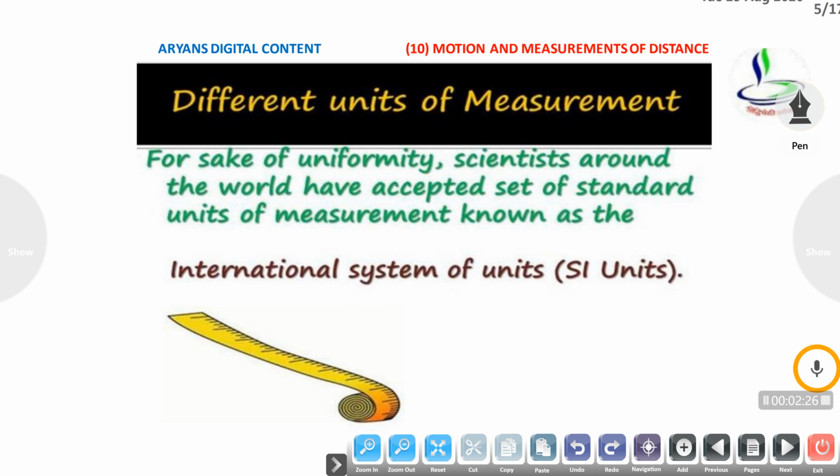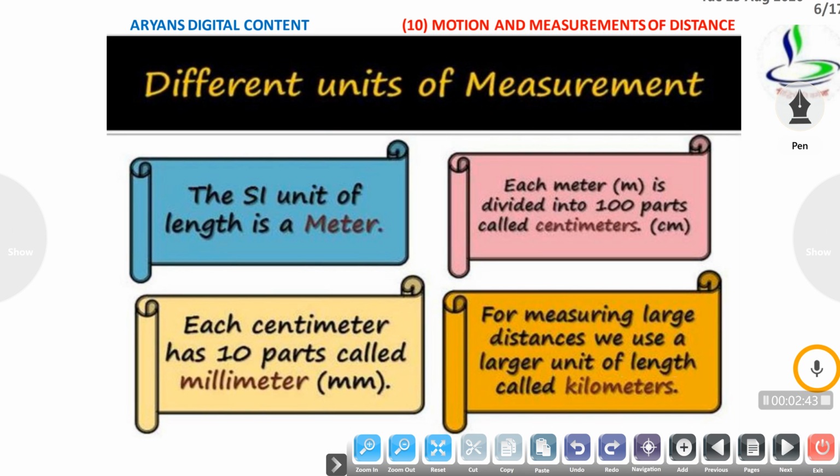Different units of measurement are used for the sake of uniformity. Scientists around the world have accepted a set of standard units of measurement, which are known as SI units, or we can say International System of Units. Like, SI unit of length is meter.